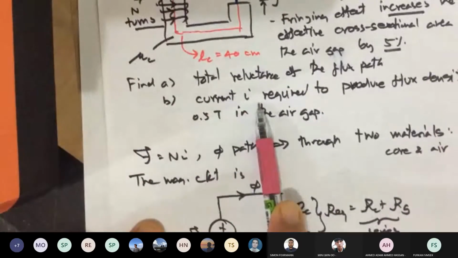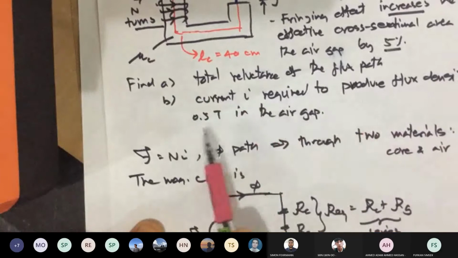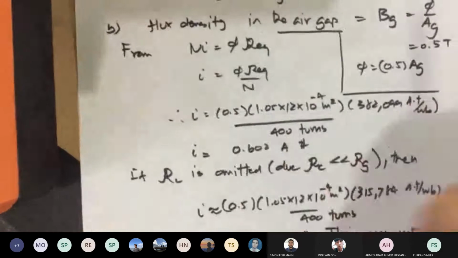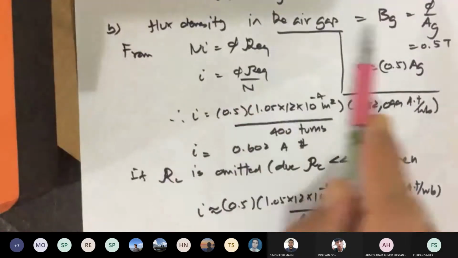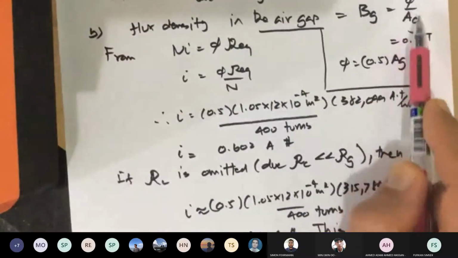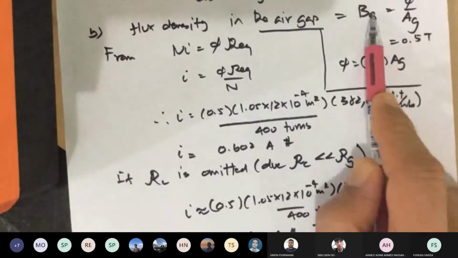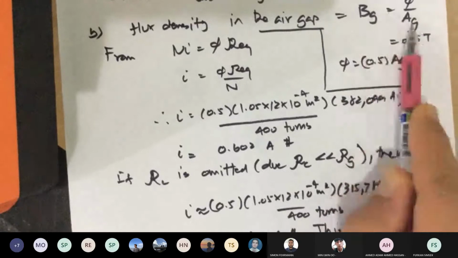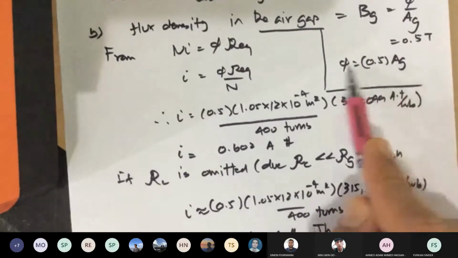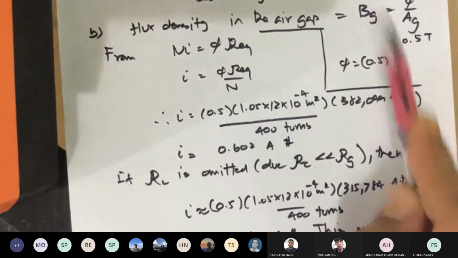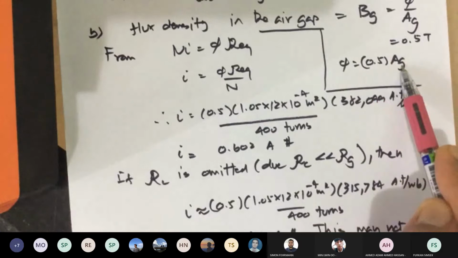Now part B, the current I required to produce the flux density of 0.5 in the air gap. Okay, so once we got the reluctances, we utilize the magnetic circuit again. Flux density in the air gap is Bg equals phi divided by Ag. Don't forget. And the problem states that Bg has to be 0.5 Tesla. You can use the equation to calculate what phi is required. So phi is 0.5 times Ag. And we know Ag earlier in part A, so you can determine phi.